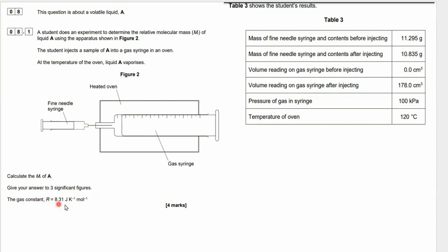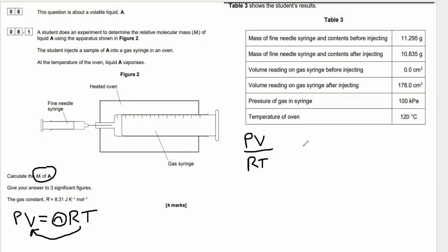We have the gas constant, 8.31 joule K to the -1 mole to the -1. When we've got that, we're looking at the ideal gas equation. They've been talking about gases, gas syringe, vaporize, and then we look at the data they've given us. We've got pressure, so we've got the ideal gas equation. You should remember that PV equals nRT. Now, they want us to calculate MR. In order to calculate the MR, I need to find moles. So I need to rearrange this equation to make moles the subject. So we're looking at PV over RT. You divide PV by RT, and that leaves you with moles on its own. And that's what we need to get down to.